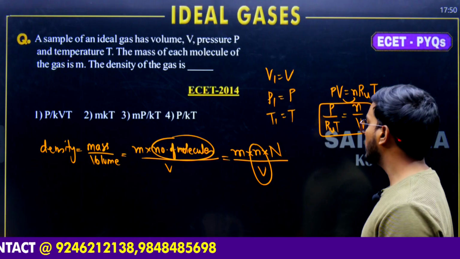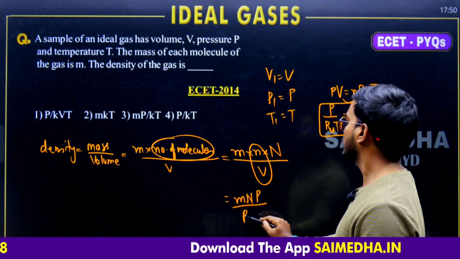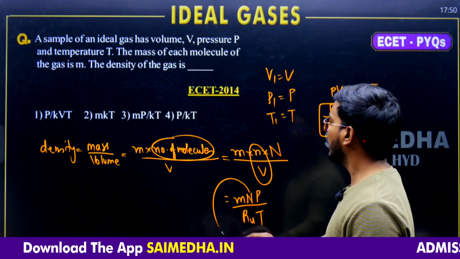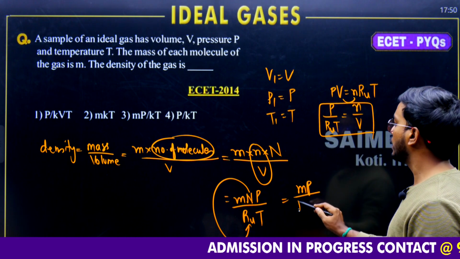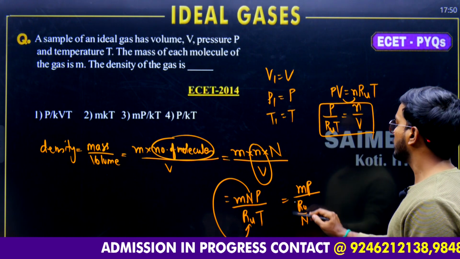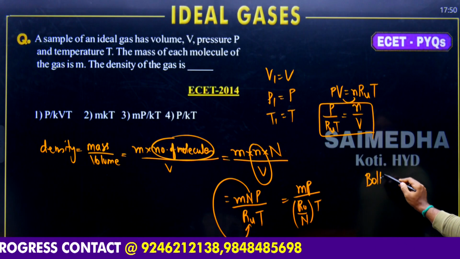So in the place of n by V, you can write P divided by RT. Send this Avogadro number to the denominator. This will become mP divided by R by N into T. Now you need to memorize that Boltzmann constant.